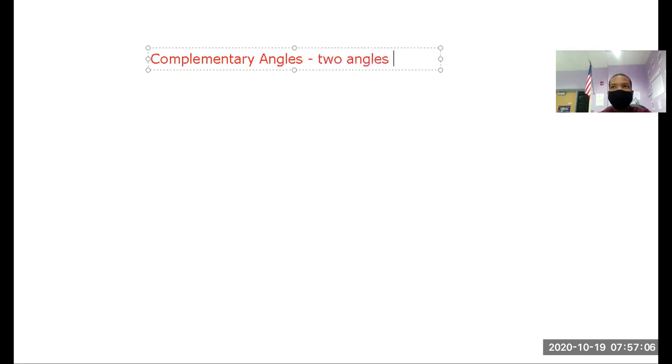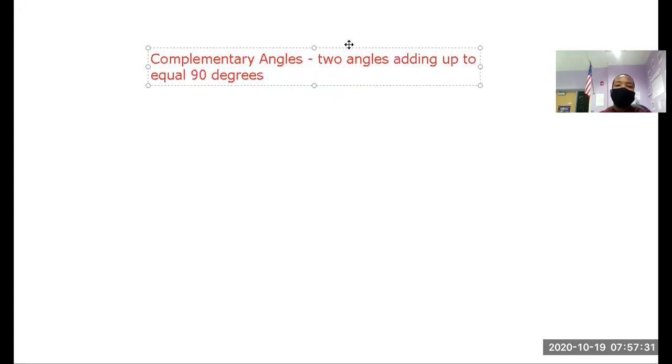All right, so the first one we're going to look at is complementary angles. Does anyone have any idea what this is? When we talk about complementary angles, it talks about two angles adding up to equal 90 degrees. All right, when we talk about complementary angles, we talk about two angles adding up to equal 90 degrees.